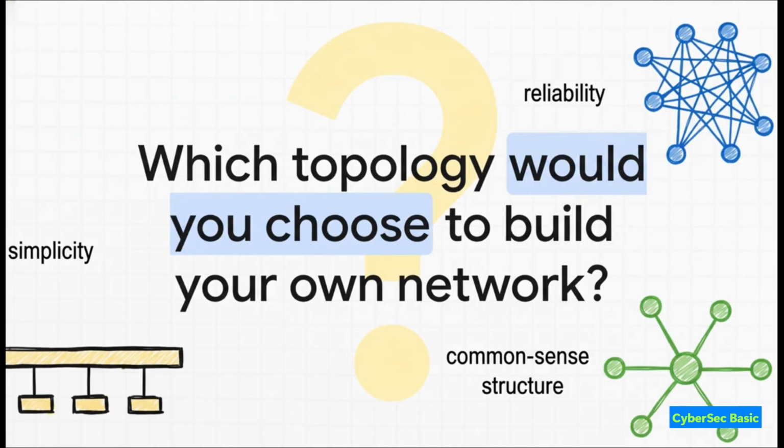So, I'm going to leave you with this thought. Now that you've seen all the different architectural plans and you understand the trade-offs, which one makes the most sense to you? I mean, if you were building a network from scratch right now, what would you prioritize? Would it be the pure simplicity of a bus, the common sense structure of a star, or would you go all in for the ultimate reliability of a mesh? The answer you pick, well, that tells you a lot about what you truly value in a connection.